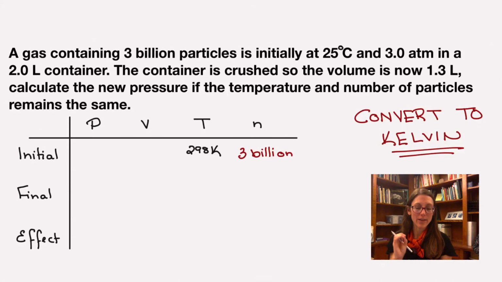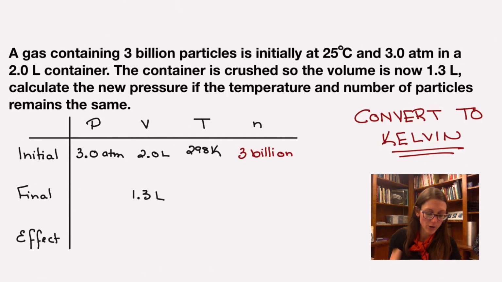And then we're at 3 atmospheres. Atmospheres is a unit of pressure, so that's our initial pressure. And then it's in a 2-liter container. Liters is a unit for volume, so that's our volume. So now this container is being crushed, and the volume is now 1.3 liters. So there's the final volume. And the question says calculate the new pressure. Ooh, that's what we want to know. So I'm going to put a question mark here in 2 places.